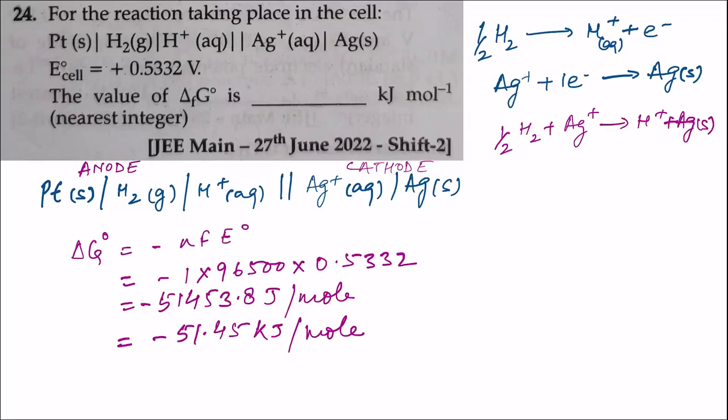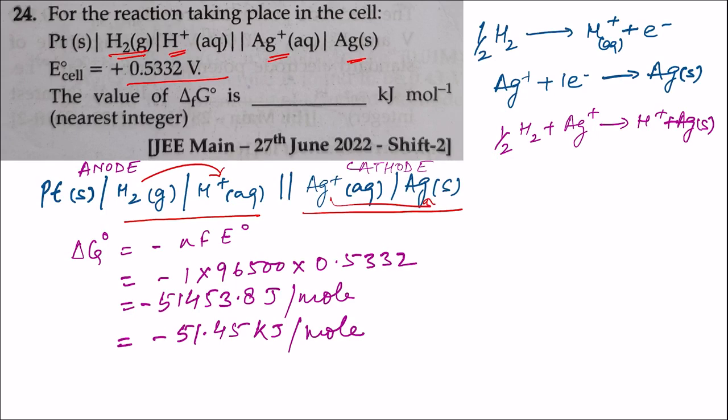For the reaction taking place in the cell, platinum, hydrogen gas changing into H plus ion, Ag plus aqueous changing into Ag solid. E naught cell is given as plus 0.5332 volt. The value of delta G naught is dash kilojoule per mole. Anode is hydrogen electrode, cathode is silver electrode. Now here hydrogen gas is getting oxidized to H plus ion, silver is getting reduced to solid silver.